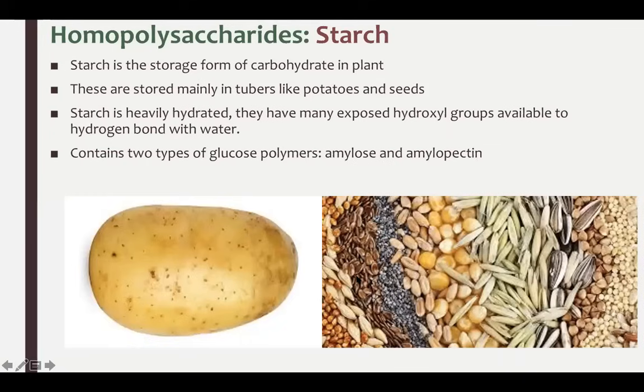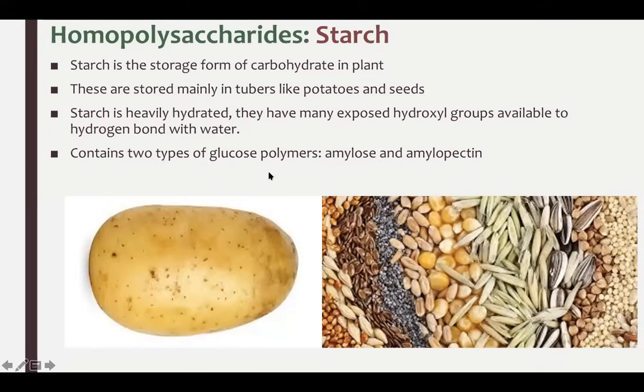So starch is the storage form of carbohydrate in plants. It is stored mainly in the tubers. You know that potato is a very rich carbohydrate source, so the potato contains a lot of starch. That means the whole potato is starch, but there may be some amount of protein present there. And seeds are the storehouse of starch. Okay, so starch is heavily hydrated, and it has many exposed hydroxyl groups available to hydrogen bond with water. We will discuss the structure of starch briefly in the next slide.